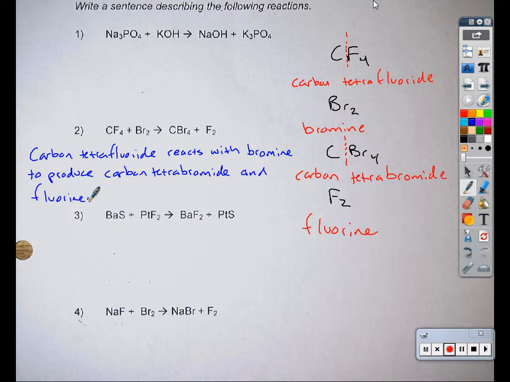Again, keep it separate and you might have a better chance of doing them right. Let's move on to the next one. This is the last one I'll do on this.